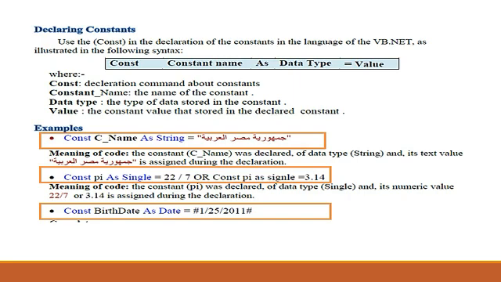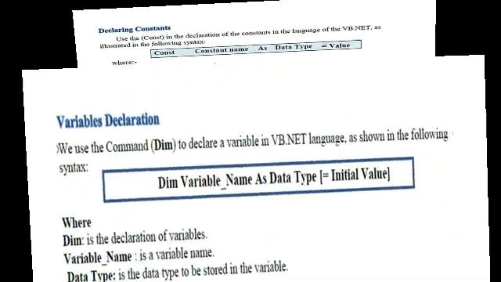that is stored in the declared constant. For example, Const c_name As String = "the Arab Republic of Egypt". Meaning of code: the constant c_name was declared, of data type String, and its text value is assigned during the declaration. Variables declaration.